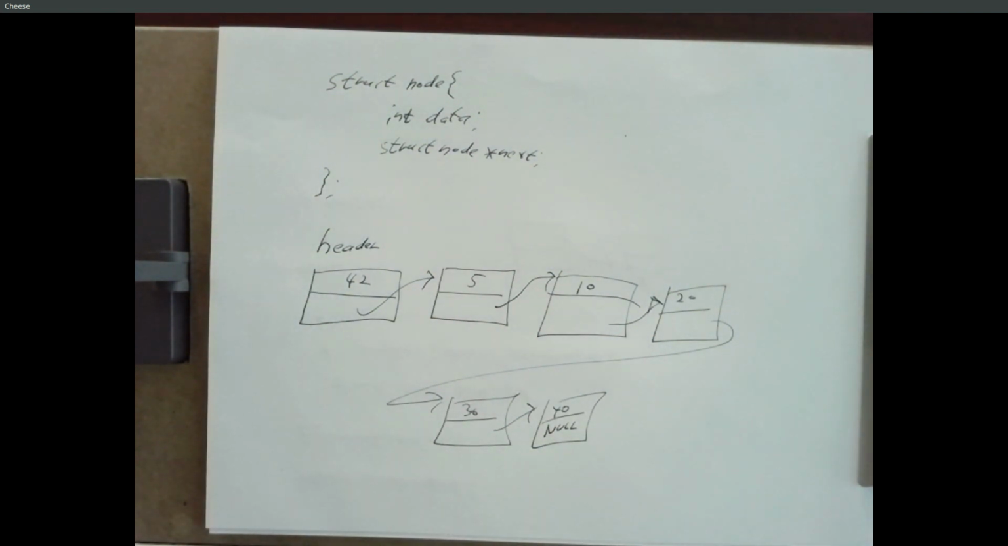So with a few print statements, we can reconstruct on paper what our linked list looks like in the memory of the system. It's a sentinel with a 42, points to a 5, 10, 20, 30, and a 40, and 40 is the last node.